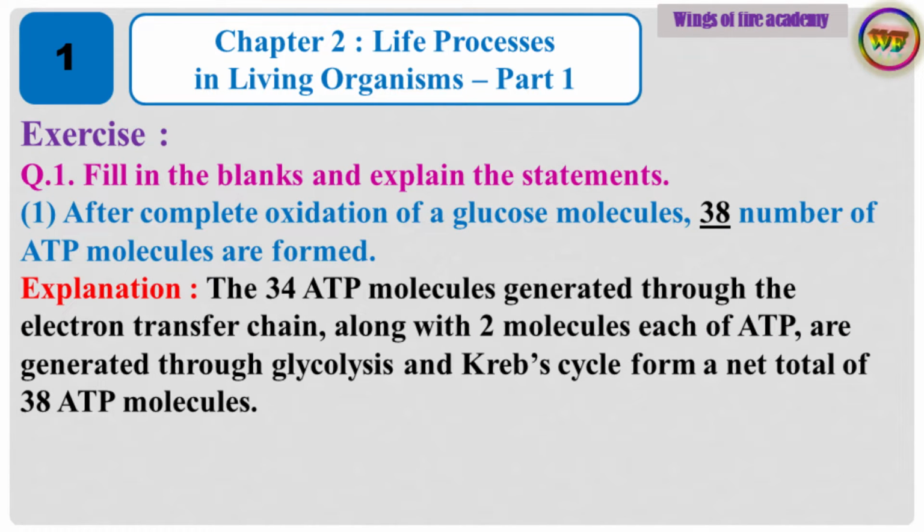Exercise. Question 1. Fill in the blanks and explain the statements. 1. After complete oxidation of a glucose molecule, 38 ATP molecules are formed. Explanation. The 34 ATP molecules generated through the electron transport chain, along with 2 molecules each of ATP generated through glycolysis and the Krebs cycle, form a net total of 38 ATP molecules.